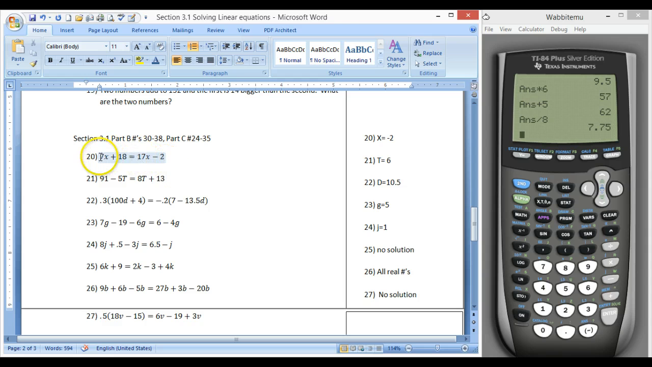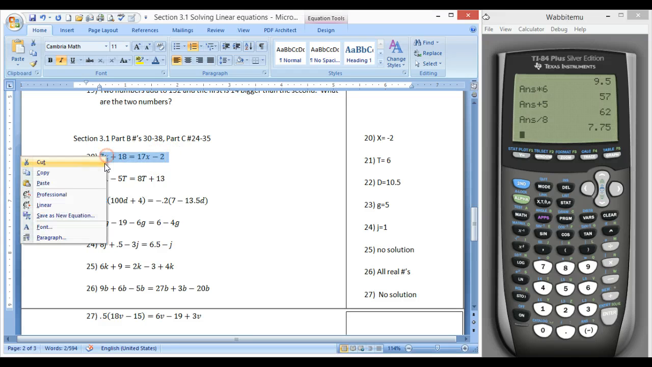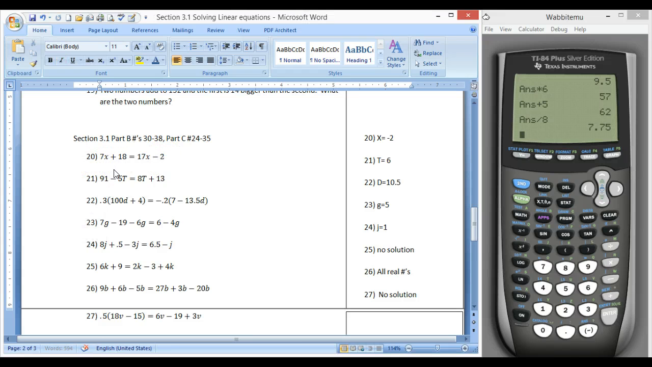So what I'm going to do is combine my x's by taking this x over to this side. In doing so, I have to subtract because this is a positive 7x. So I'm going to copy this, paste it here.